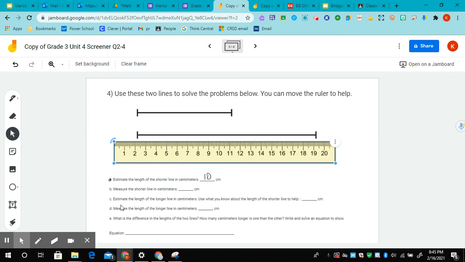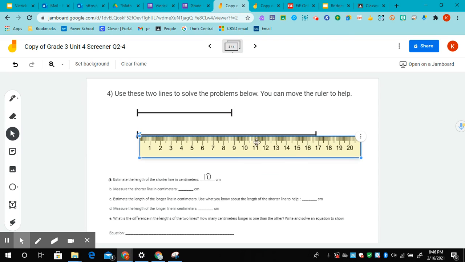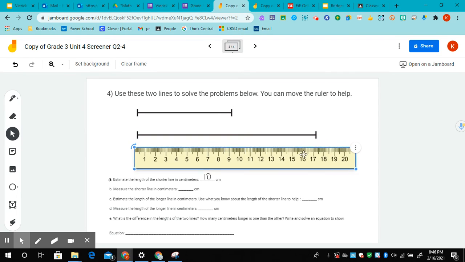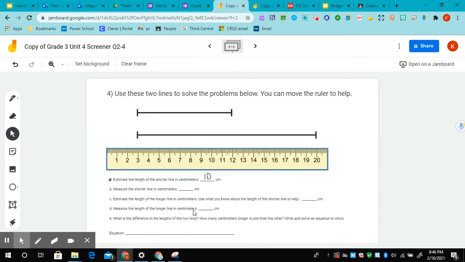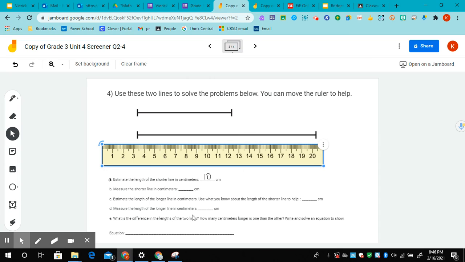So then for B, you'll actually measure the shorter line in centimeters, which that's what this ruler is in. And then you will estimate for C the length of the longer line in centimeters, but use what you know about the length of the shorter line to help. So if you know this is about whatever it was when you measured it, what could you easily do to make a good estimate for the longer line? And then in D, you'll actually measure it and see what you get for the longer line in centimeters and write that in there as well.